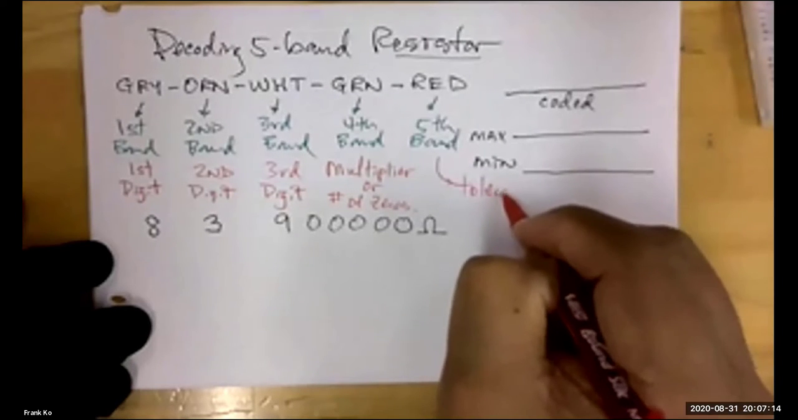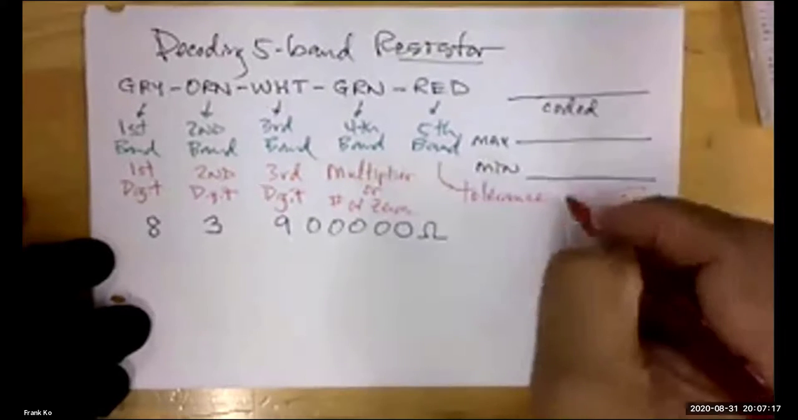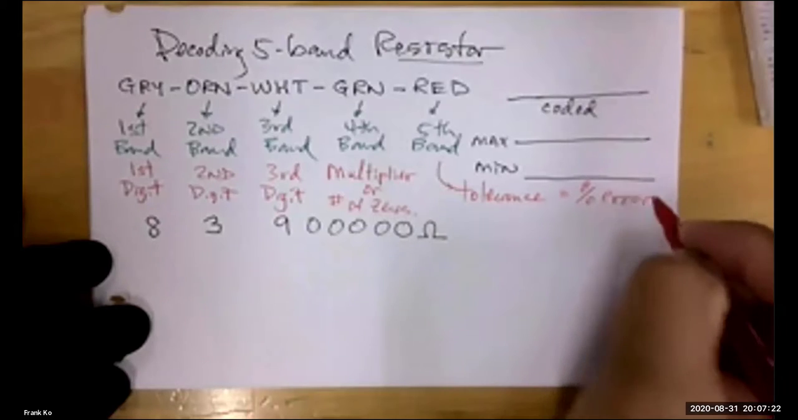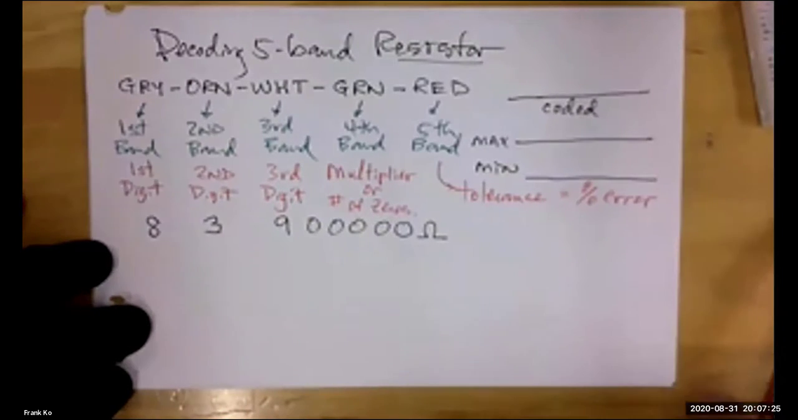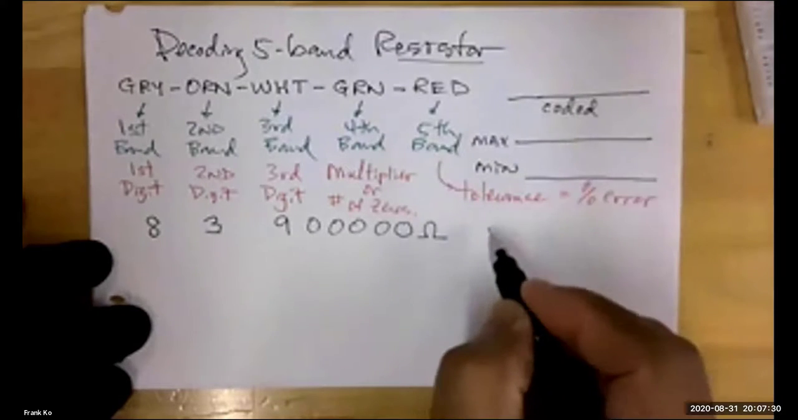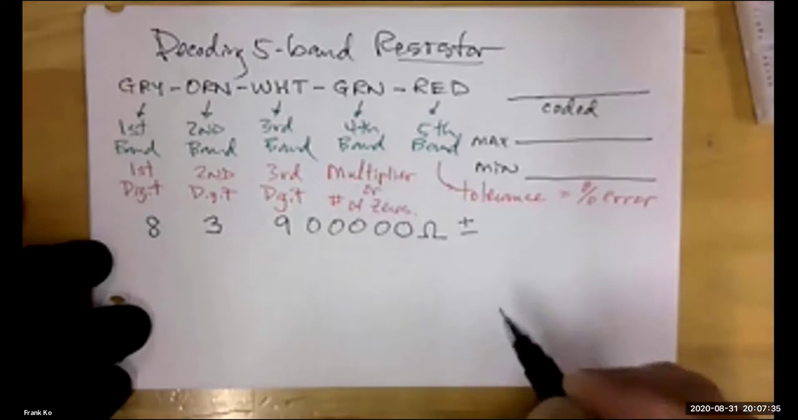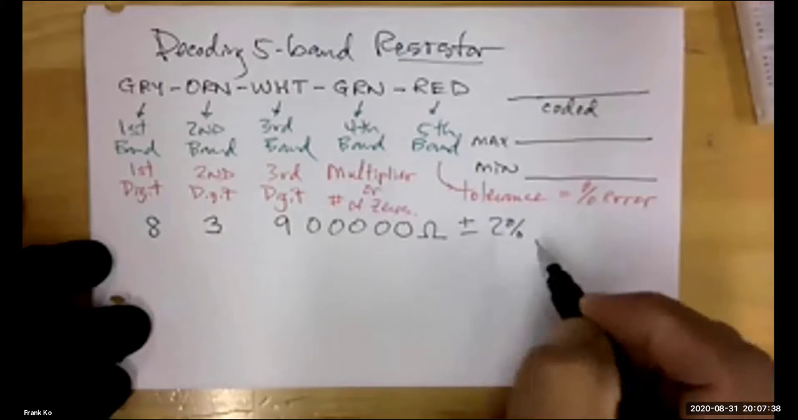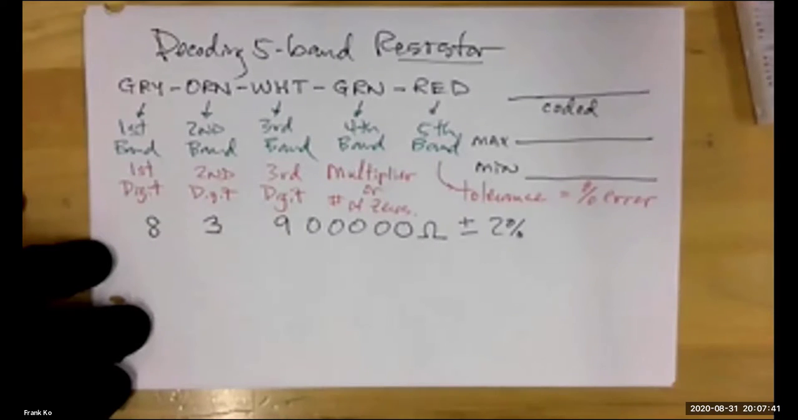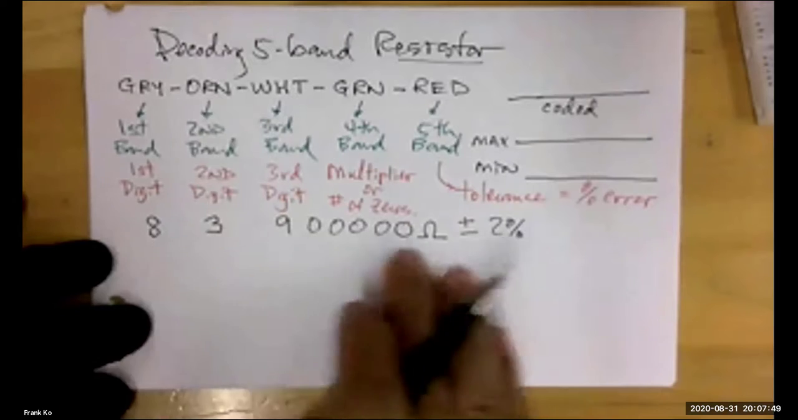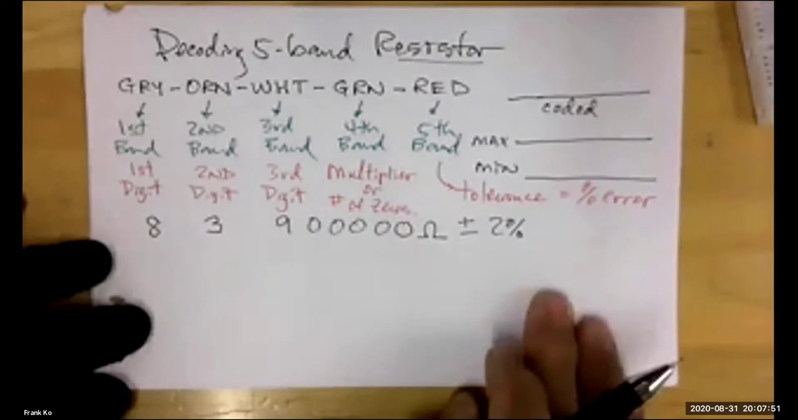Tolerance. What's another explanation for tolerance? Percentage of error. Percent error. Okay. And what is my percent error in this case? It is 2%. I should speak this as plus or minus 2%, everybody. It should be plus or minus, meaning it can go up by 2% or it can go down by 2%. That's how we should speak it. Okay, is everybody okay with the coded value with our practice in writing things out so far?